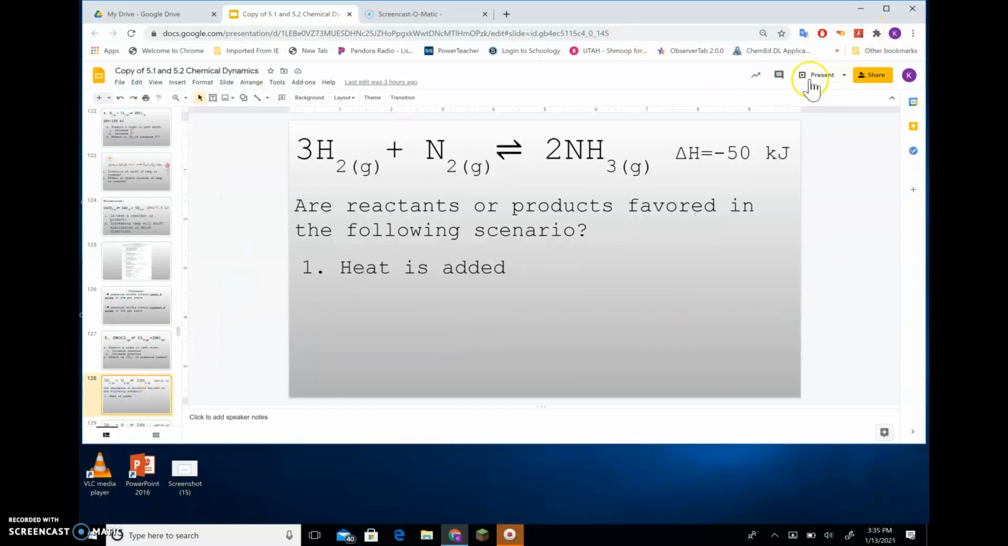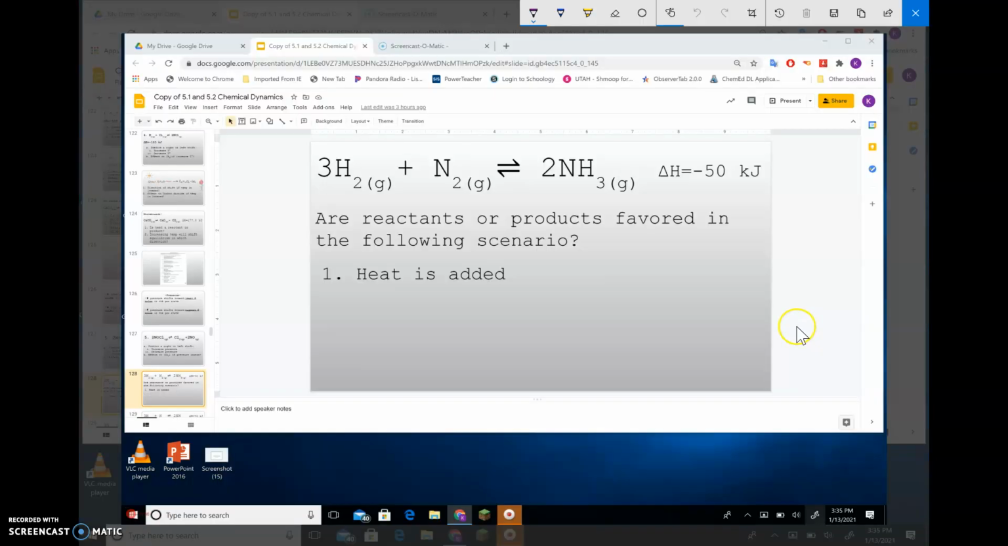Okay, so right here, we've got this equation. And the first thing it's saying is, are reactants or products favored in the following scenario? So the first one is heat is added. So heat is dealing with temperature. So once again, we have to look to see if we have heat in the equation. We don't, so we're going to use our delta H. Our delta H is negative. Negative means exothermic, so we're going to add heat right there.